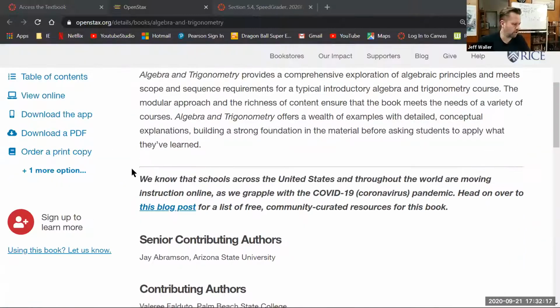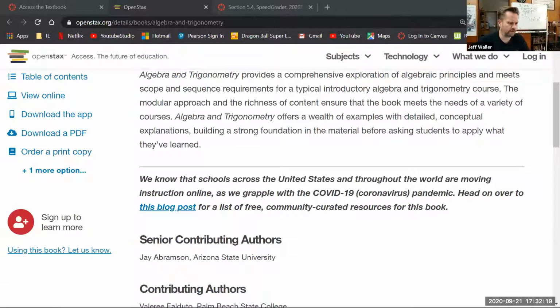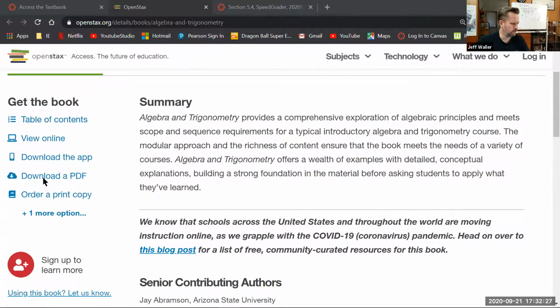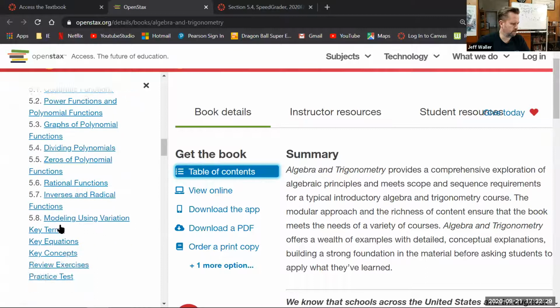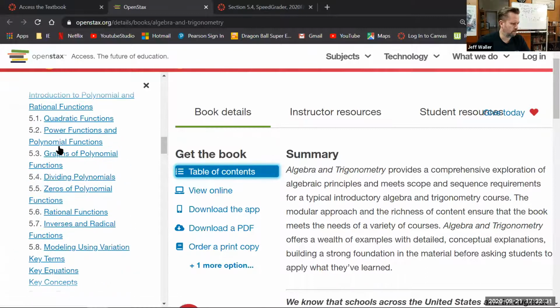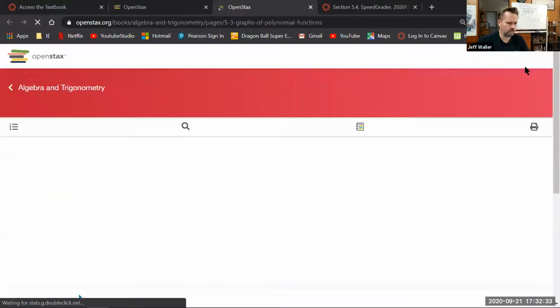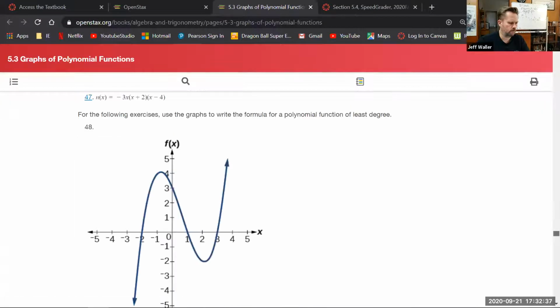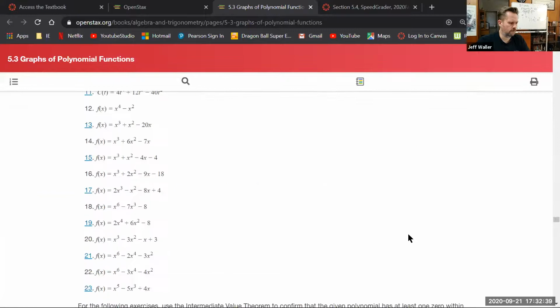All right, let me share this book. Let me see, what was it? Oh, I lost my chat. Section 5.3. Oh, I got another question too. 5.3, number 18. Okay, let's see. Number 18. There we go.